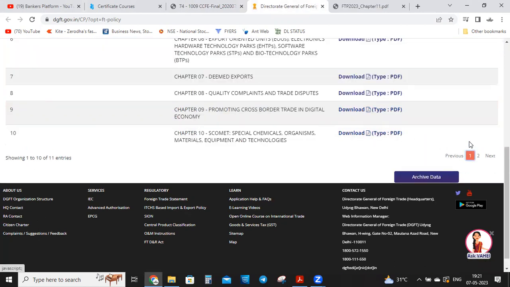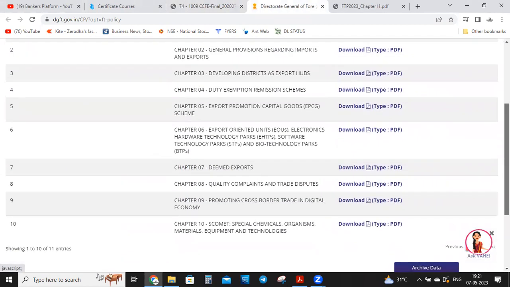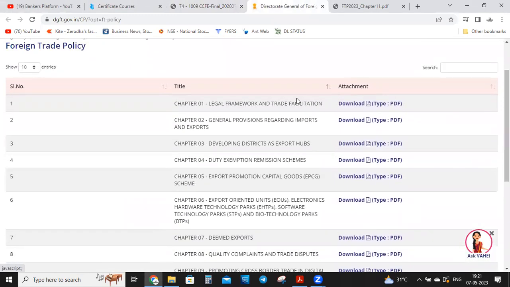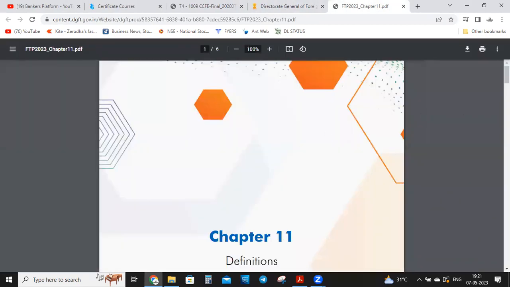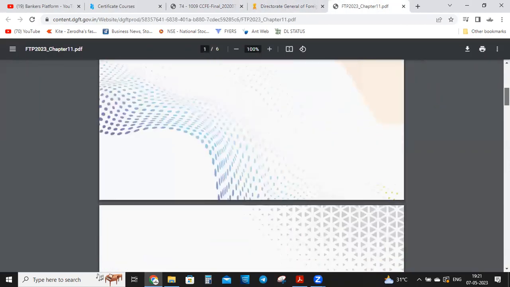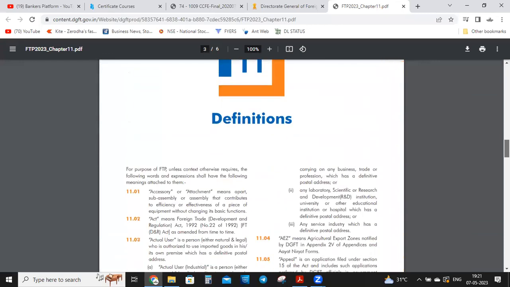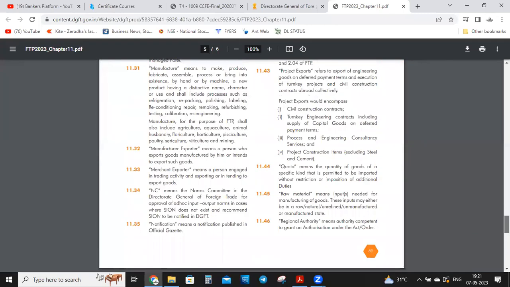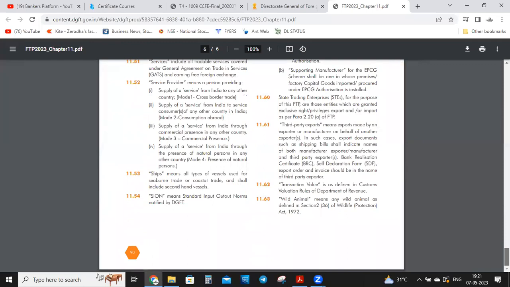From here, friends, you will be getting approximately 10 marks, like legal framework and trade facilitation, general provisions regarding import and export. So these all are different chapters which you have to read. Like this chapter 11, I have just downloaded, so you can see in this some details are given about this and you can go through it.